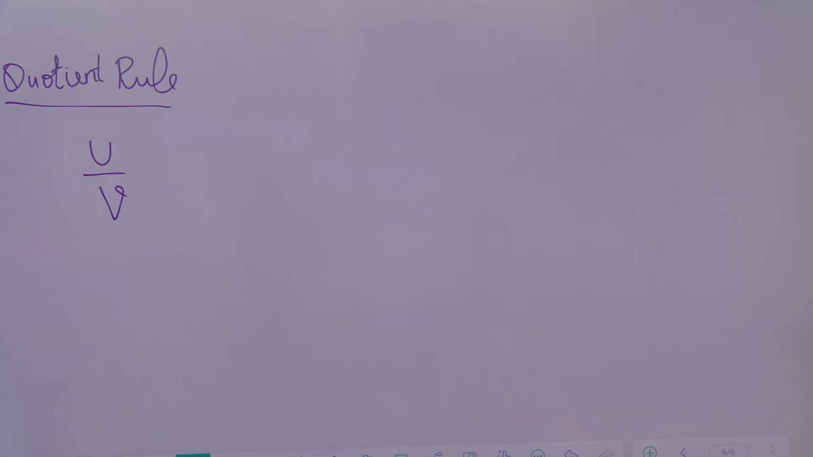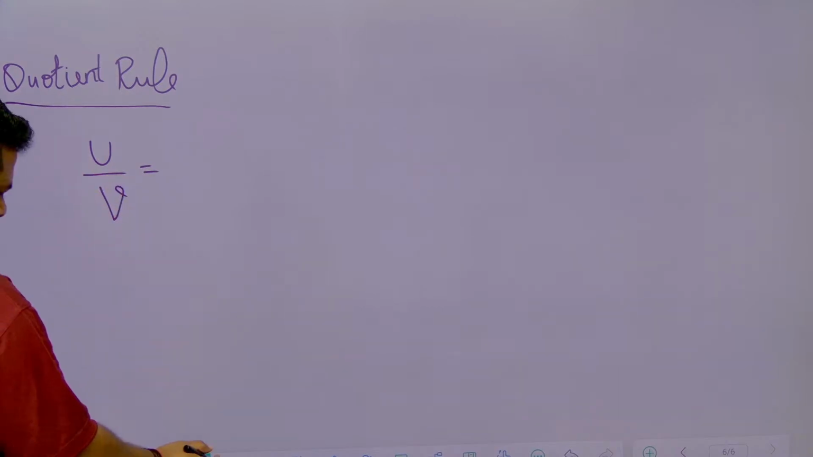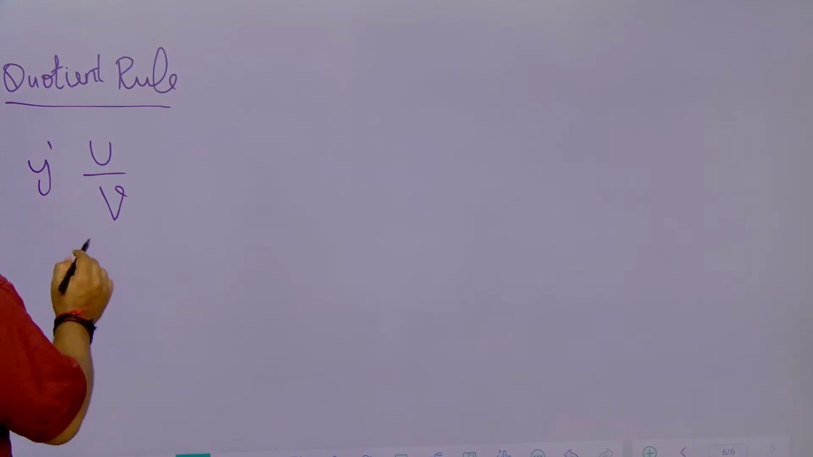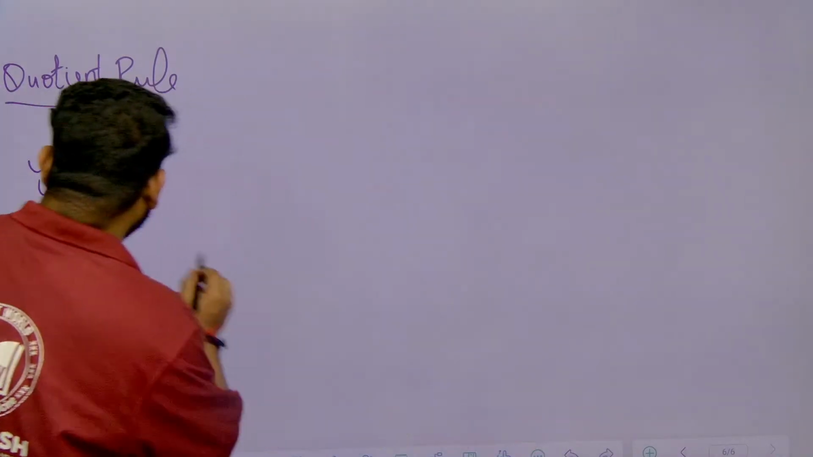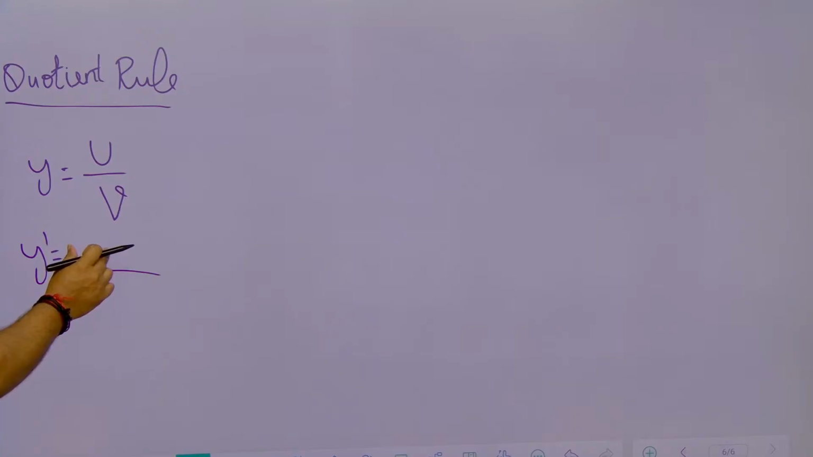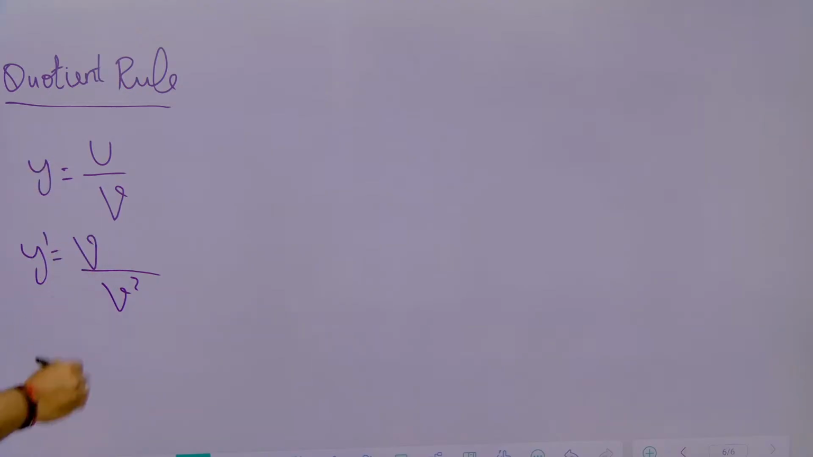That time, what should you do? Suppose you have y is equal to u by v. Now y dash will become equal to what? For the denominator, you write v square. Then take v up, differentiate u. v into u dash.